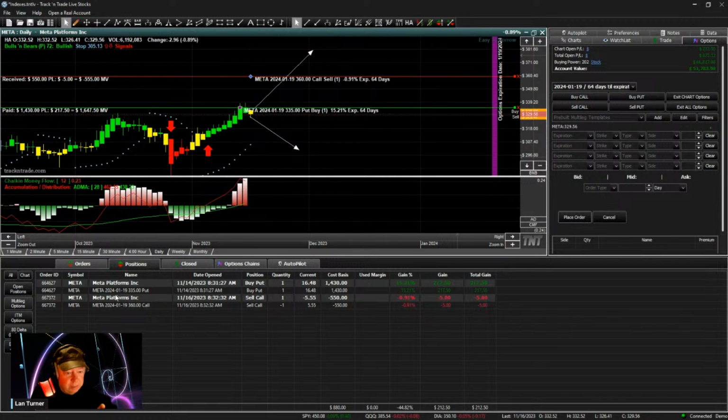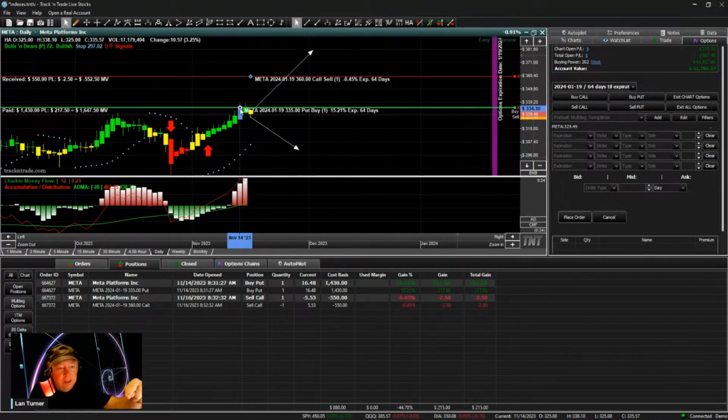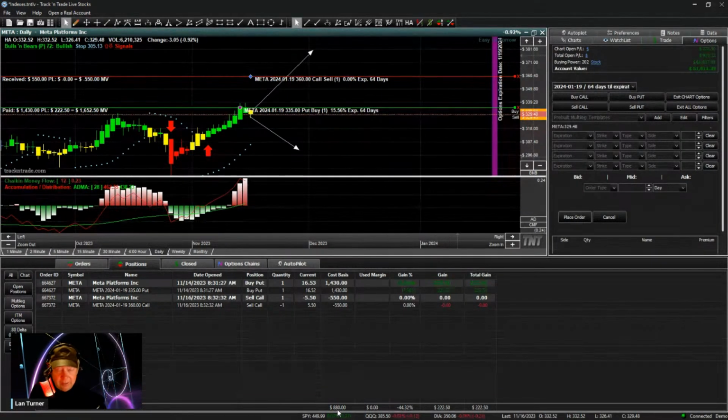If you come down here to our position, you can see right here, it shows that we are actually down $5. That was the cost of doing business. That was the spread. But our cost is a negative $550. So we bought this one here for $1,400. We just sold one for $550. And so that makes our total investment down here $880.